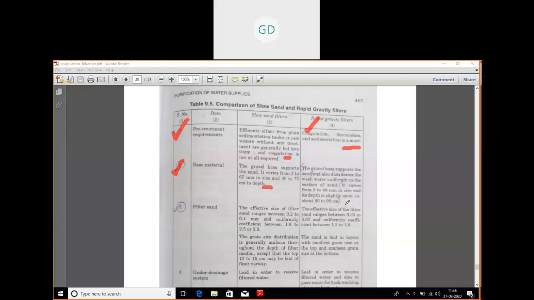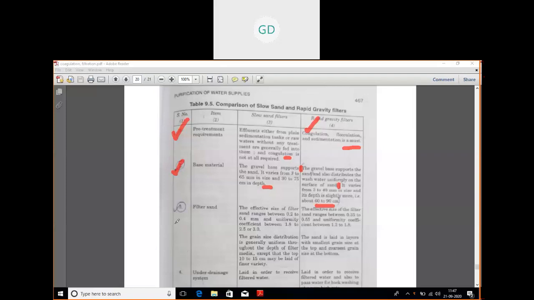Then for rapid gravity filters, the gravel base supports the sand and also distributes the wash water uniformly on the surface of the sand. Then you can directly remember the size. It varies from 3 to 40 in size, and its depth is slightly more, 60 to 90 centimeter. If you write the size of the gravel base, then it's okay. No need to write more sentences.